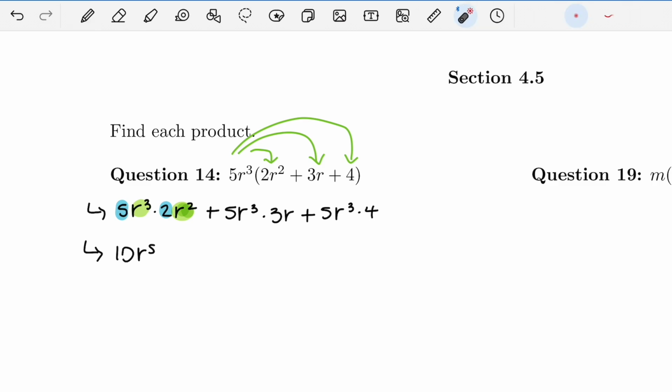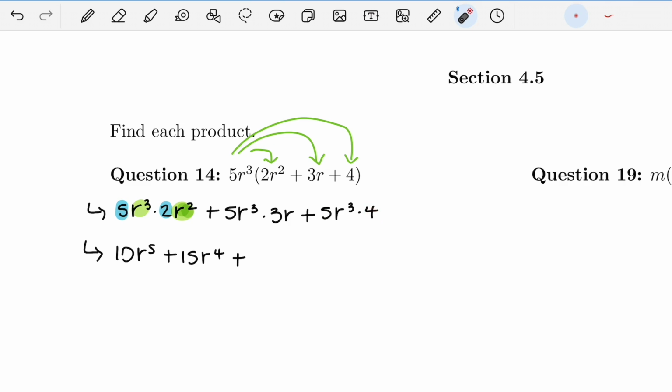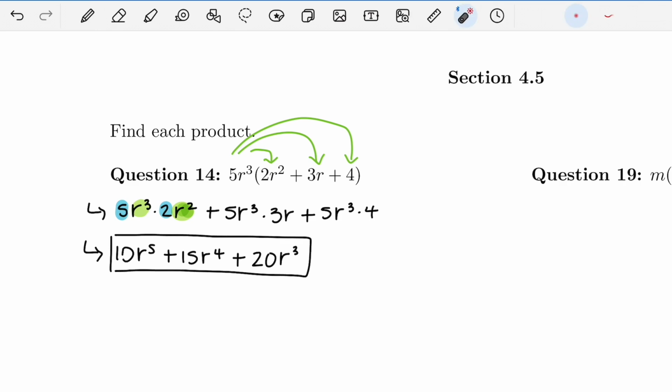So for the second term here, this is going to be 5 times 3, so that'll give us 15. And then r to the 3 plus 1, so r to the 4th power. And then lastly, we have 5r cubed times 4, so we're just going to multiply the 5 and the 4, so this will give us 20, and this r cubed term is going to stay there. So this would be our final answer when we're multiplying these two.